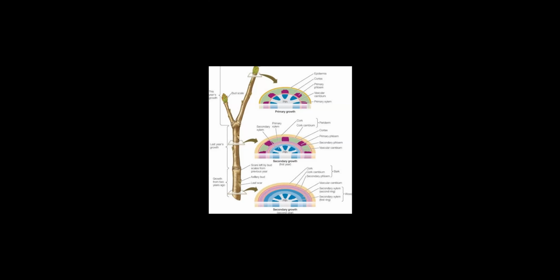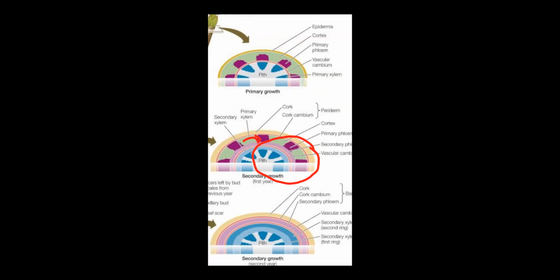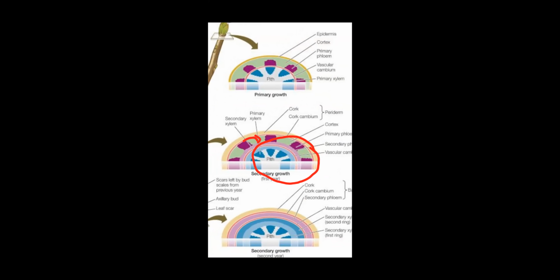Look at this plant axis, let's say you are seeing the sectional view of the stem. In this stem, at a certain point there is a cambium tissue present, that is called a vascular cambium. Look at this one, what I am encircling, vascular cambium. Can you make out vascular cambium?